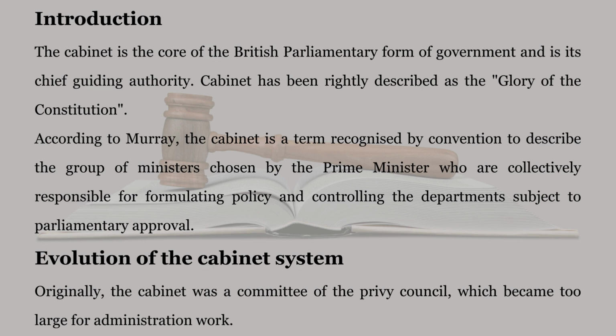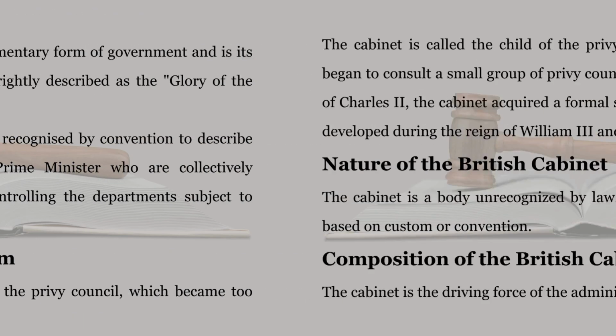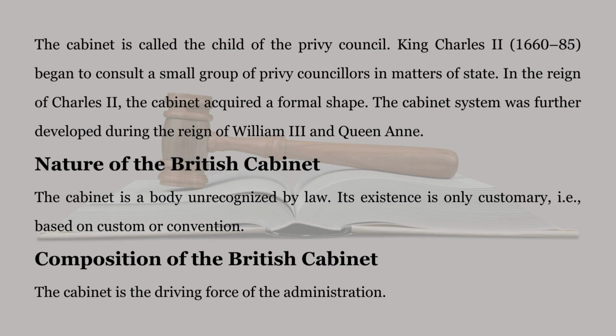Evolution of the Cabinet system. Originally, the Cabinet was a committee of the Privy Council, which became too large for administration work. The Cabinet is called the child of the Privy Council. King Charles II, 1668–85, began to consult a small group of Privy Councillors in matters of state. In the reign of Charles II, the Cabinet acquired a formal shape. The Cabinet system was further developed during the reign of William III and Queen Anne.